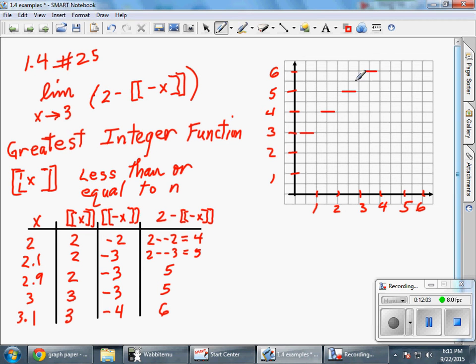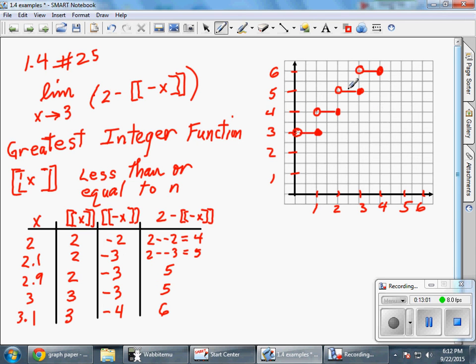So that's where you wind up with this graph up here. I left the open circles and closed circles off on purpose. Notice at 2.1 through 2.9, I'm at 5, and at 3, I'm also at 5. So that's a closed circle there and an open circle there. Up here at 3, my value is 5, closed circle. Then I have an open circle there, which I don't occupy, and it jumps up to 6.